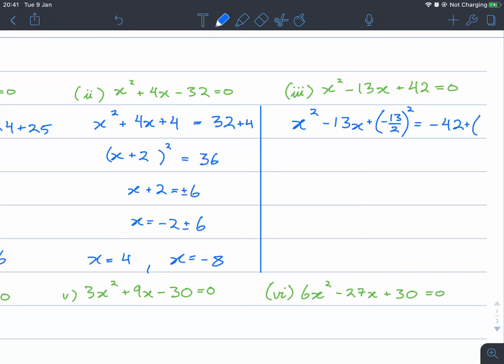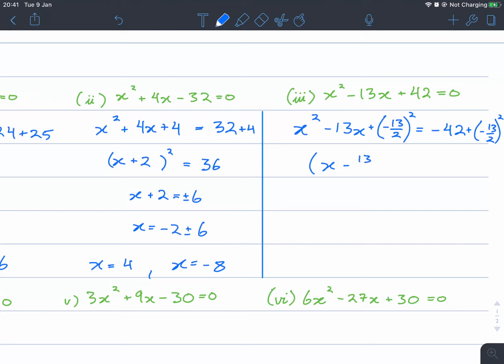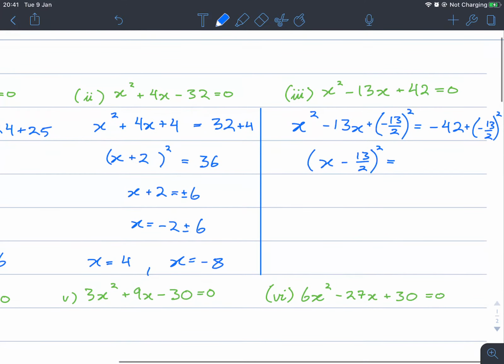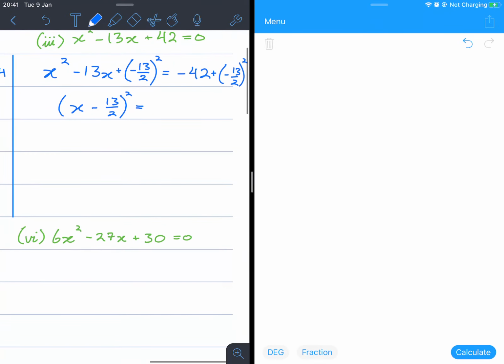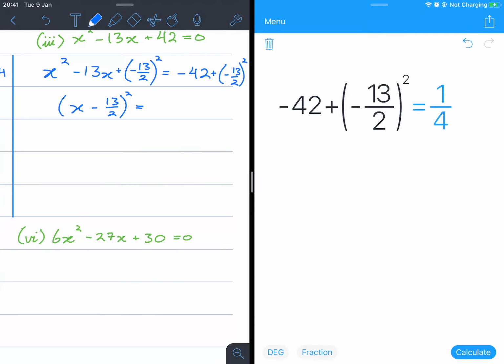So we're going to add half of that negative 13 squared. And as I said, what goes in the bracket here is always going to be half of that coefficient. So it's going to be x minus 13 on 2 all squared. This one's very hard to evaluate, but let's just use a calculator here. This is negative 42 plus negative 13 on 2 all squared. That gives me 1/4.